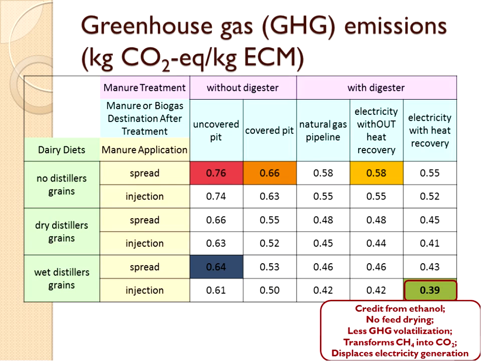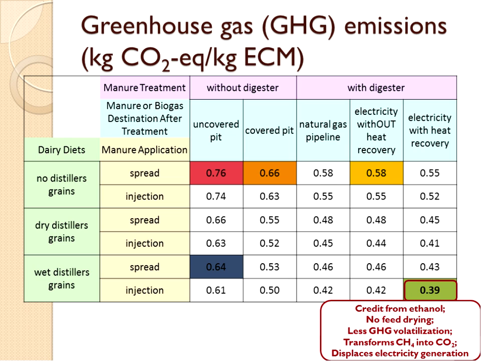So these are just some finer analyses we did to look at how we feed the distillers grains. Do we feed it wet? Do we feed it dry? How do we handle the manure? Is it injected or spread? How do we handle the manure storage, covered or uncovered? And then how do we use the energy? Do we put the biogas into a natural gas pipeline? Do we use it to generate electricity? Do we actually recover some of the heat?